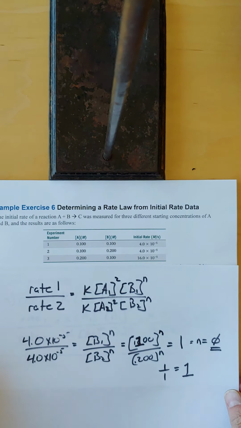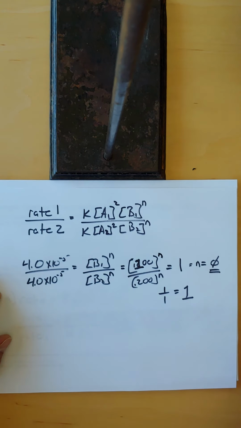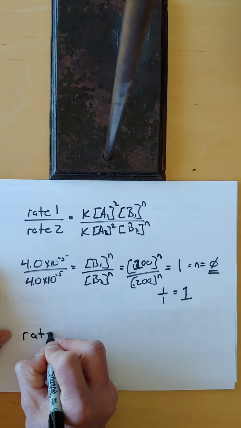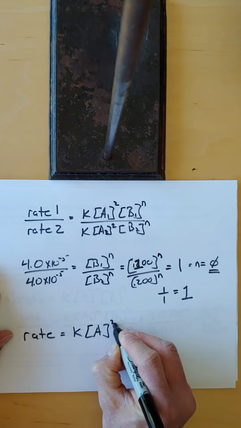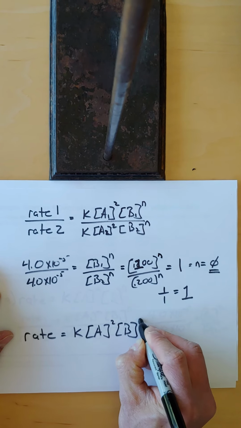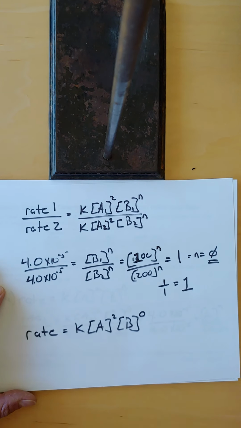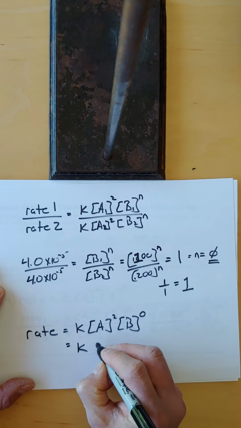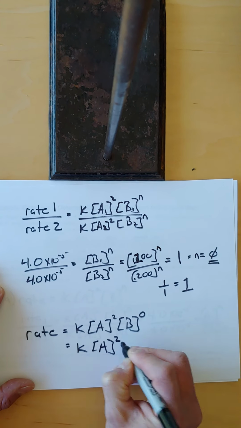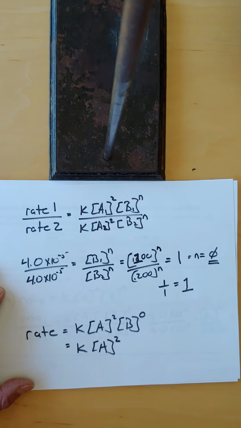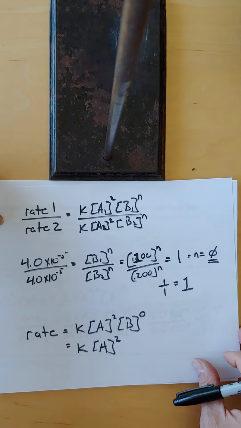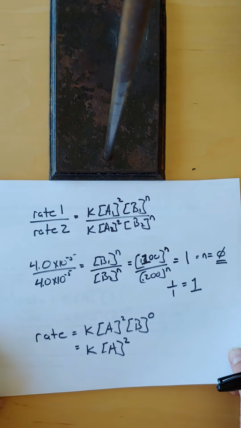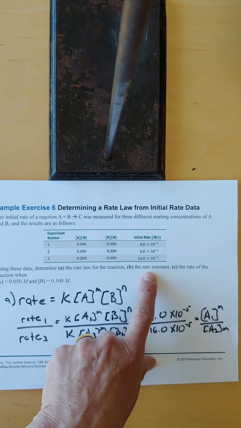So if it's 0 order with respect to B, then my overall rate is equal to k times the concentration of A squared times the concentration of B to the 0. And then we can just simplify that and say that it's k times the concentration of A squared. Okay, so that would be my rate law for that experiment, that we've calculated from our initial rate data.